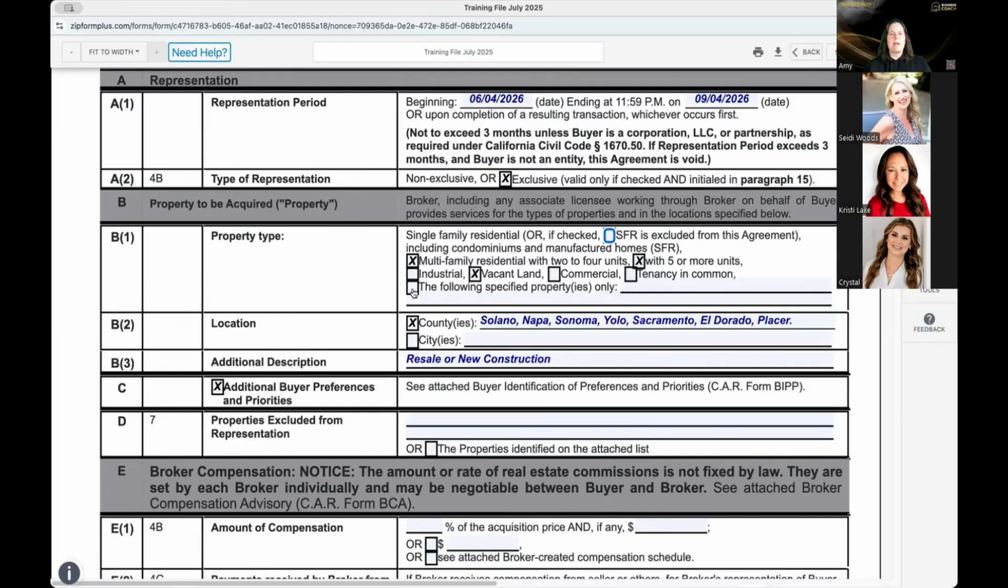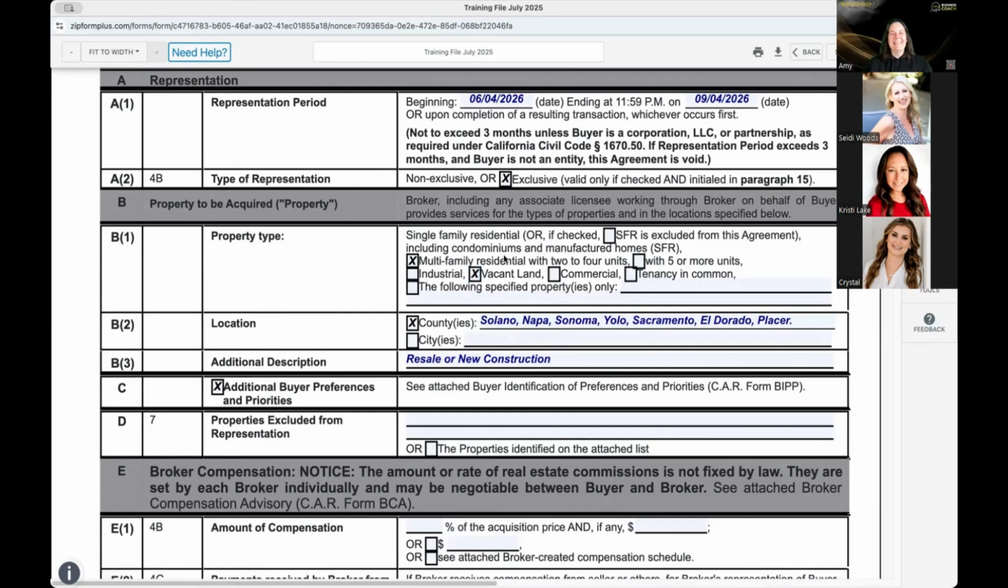Or there's the following specified properties only. So if you wanted to be really specific, you could put it in there. That's where you could throw in some addresses or whatnot. Counties here, I recommend personally, Sadie doesn't check any of those. I like to check the multifamily and vacant land just in case they change their plan and decide to do vacant land. It always defaults with the single family residential. So if we don't check any here, then if they decide to buy a duplex, they don't technically owe us any commission. So just a heads up on that. So I would at least check probably that one.